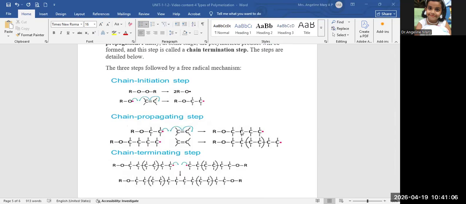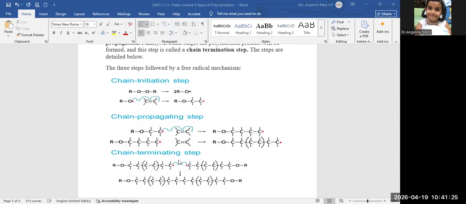What we get from this step, we take and again add one more ethene molecule. The same reaction is carried out here. This radical will go here, this bond will shift over here, and again this carbon atom will get the radical. So it goes on like this in the chain propagation step.